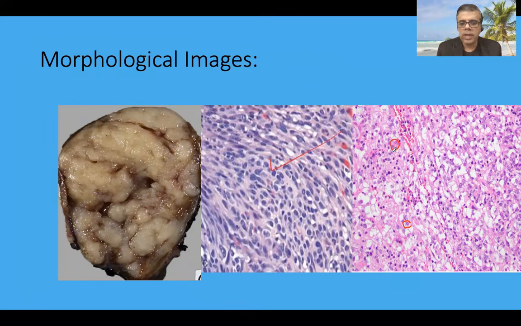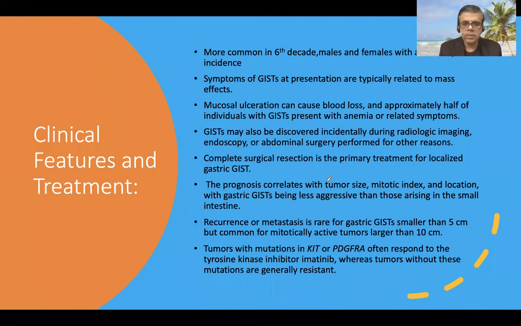This is the most common type, and this may also be seen sometimes. Sometimes we may encounter an admixture of the two components. It is more common in the 6th decade. Males and females have almost equal incidence, and it commonly presents as mucosal ulceration, can cause blood loss, and many of the symptoms are due to pressure effect, and they may present with anemia or related symptoms.